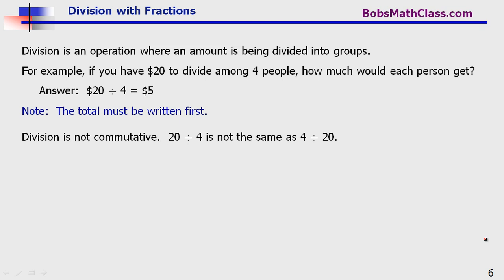See, 20 divided by 4 means if you have 20 bucks and you divide it by 4 people, each one gets 5 bucks. But 4 divided by 20 means if you have $4 and you divide it by 20 people, well, see, each one is only going to get some change, right? $4 divided by 20 people. Okay, so let's keep going.